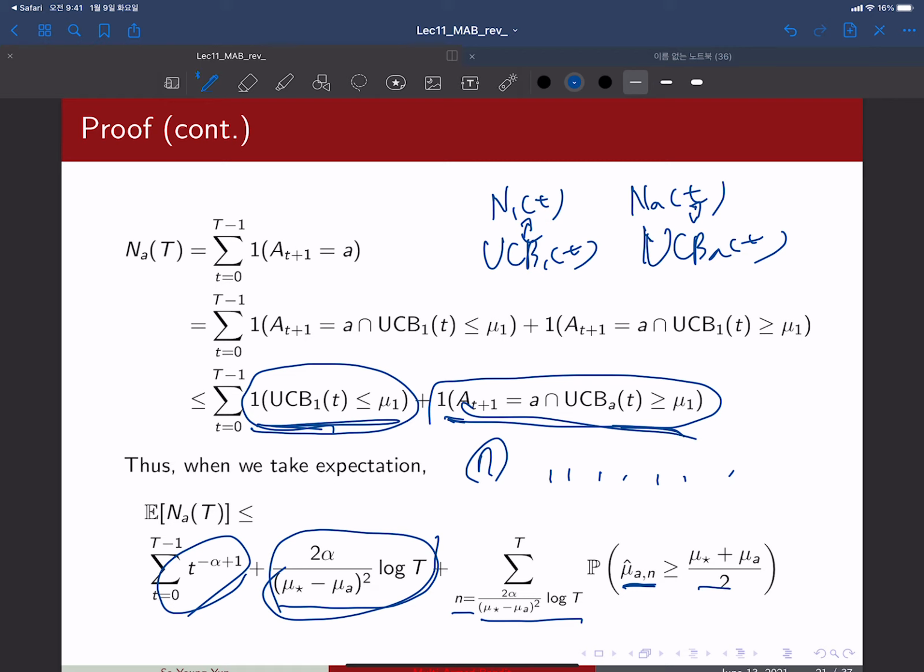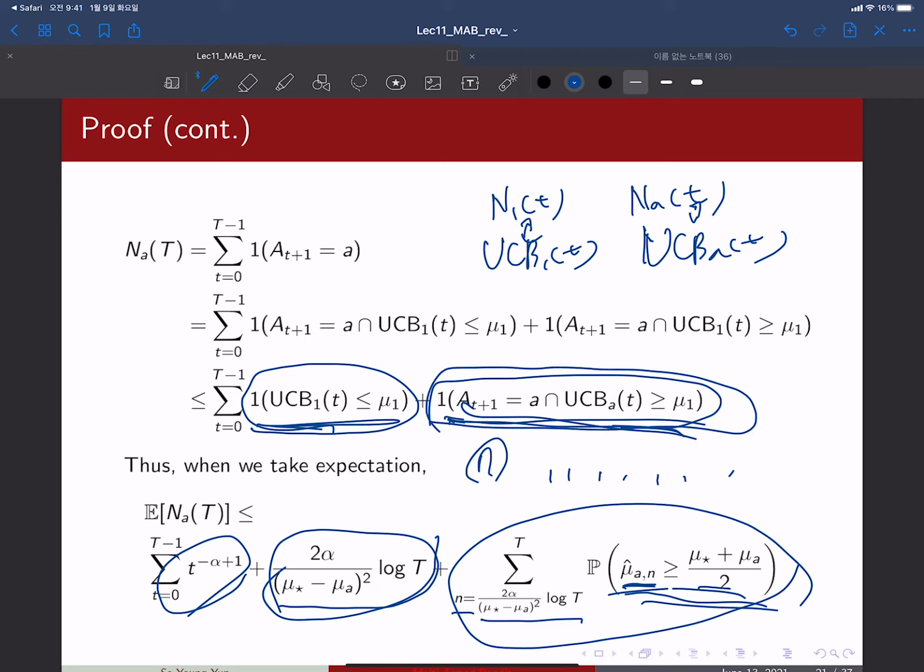So again, this is the upper bound of the probability of this. And we say when we have satisfied this condition, we always play the arm A, and then the number of plays of arm A will increase one more time. So this summation simply upper bounds the summation of this indicator expectation.